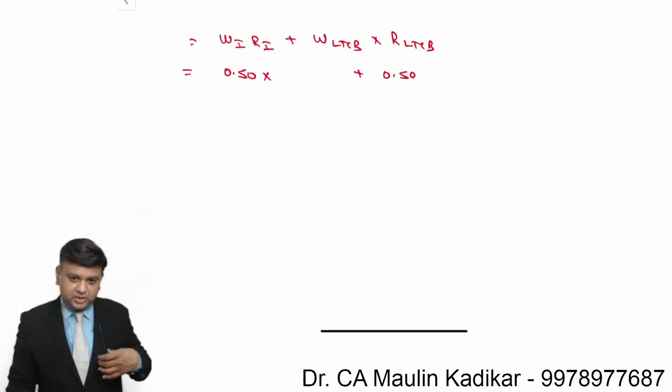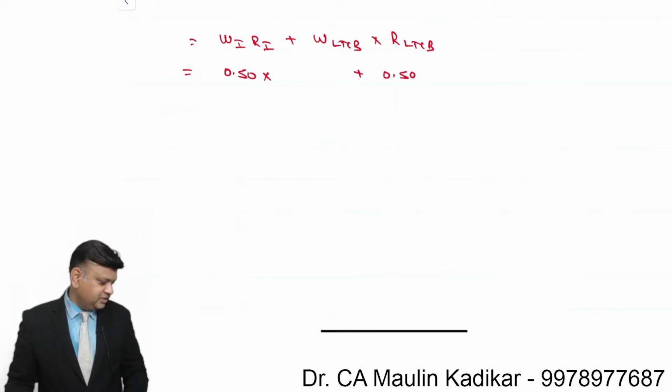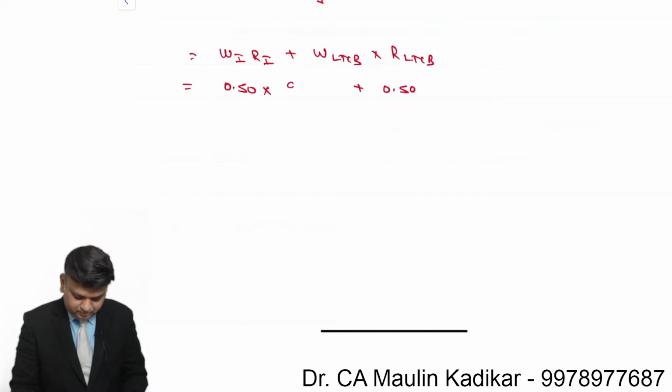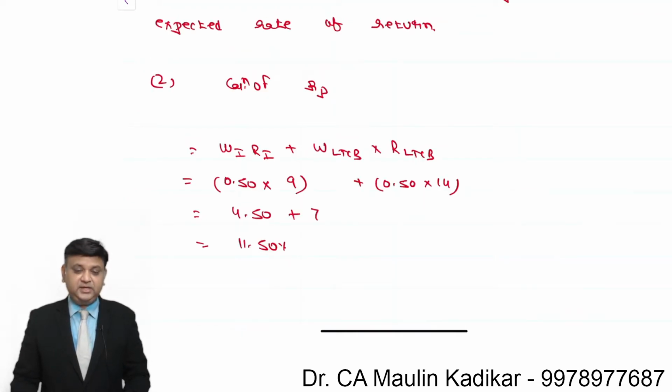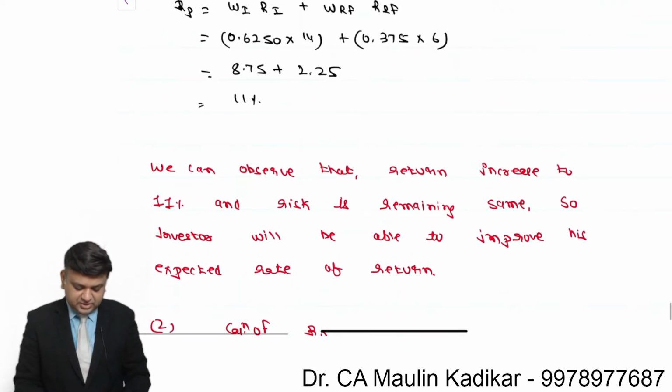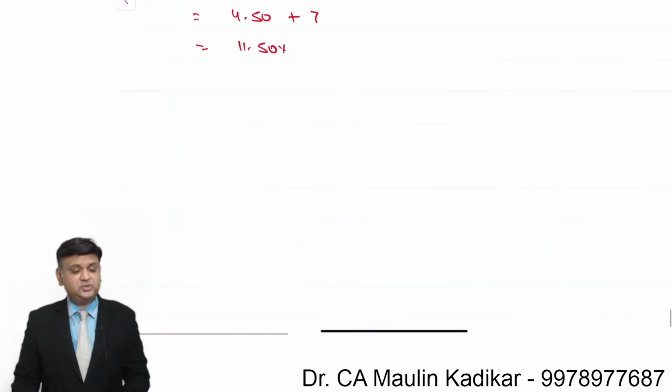What is the proportion in which you have made investment? 50-50. Acha. Question mein humko aisa de rakha hai ki jo index fund hai aur corporate bond portfolio unka return kya hai? It is 9% and 14%. So it is 4.5 plus 7. That comes to 11.5. So we can see that yes, return increases. Hai na, jo hamara yahan pe first part of the question tha, us pe return kya tha? 11 tha. Ye to 11 se bhi zyada hai. तो चलो बहुत अच्छी बात है, रिटर्न इंक्रीज हो गया. But the story does not end over here.